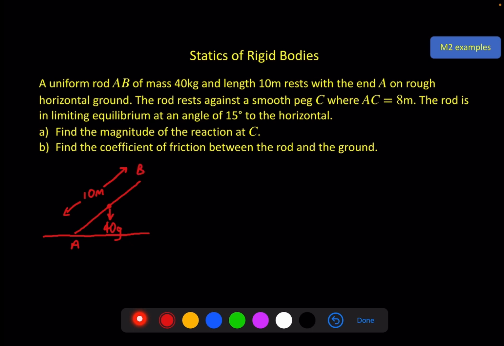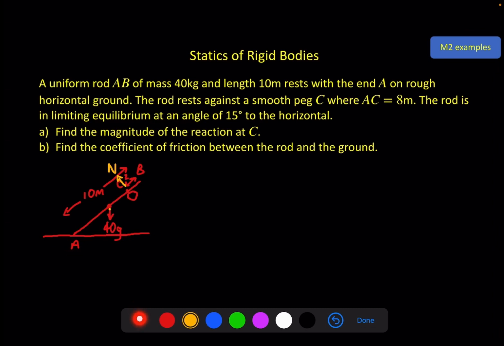And there will be friction down here. But I'm not quite sure which direction that's going to act yet, so I won't put it on just yet. The rod rests against a smooth peg where AC is 8, so it's up here somewhere. This point we're going to call C, and that's 2 meters away from B, 8 meters away from A. An important point here about the smooth peg is that there is no friction, but there is a reaction force that will go perpendicular to the rod. I'll call that N because I'll have a reaction force down here as well, and I'll want to call that R to be consistent with the friction equation.